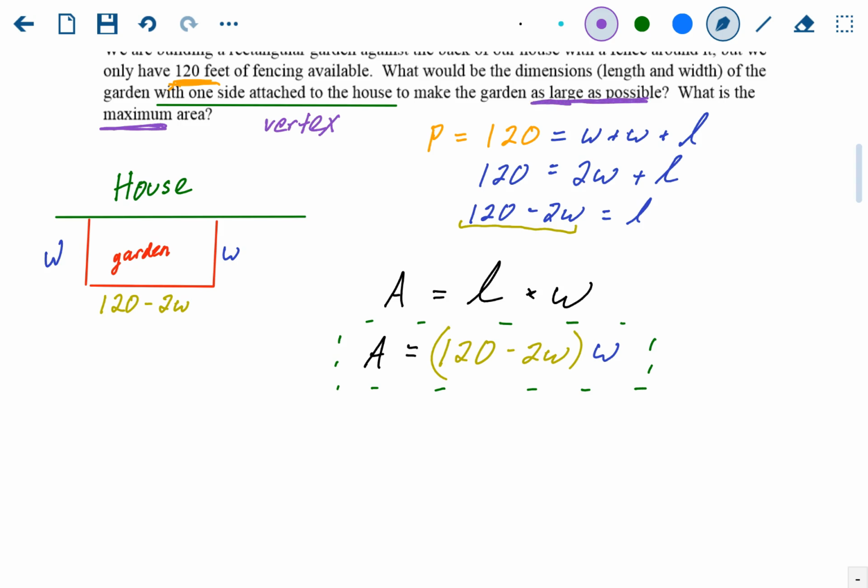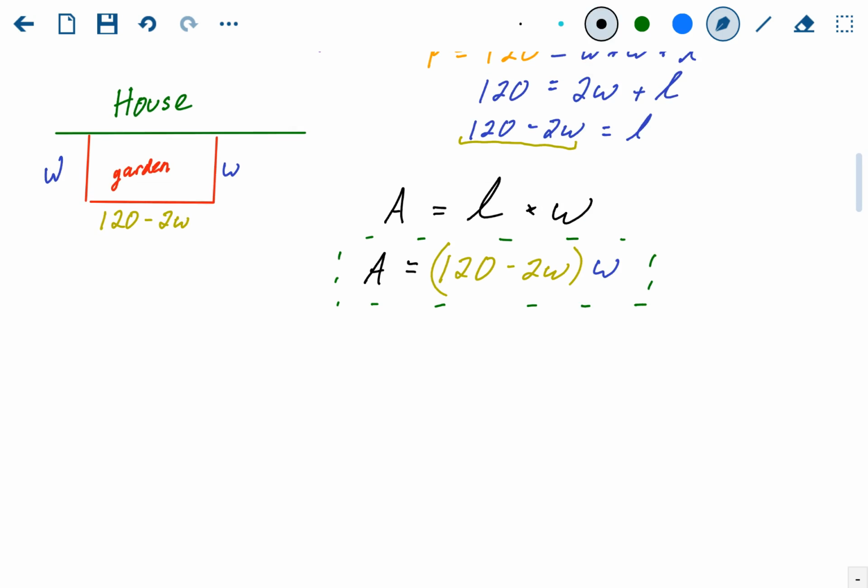So the whole part of maximization, the maximum of a quadratic, is always the vertex. So that's what we're going to find. We need to find the vertex.